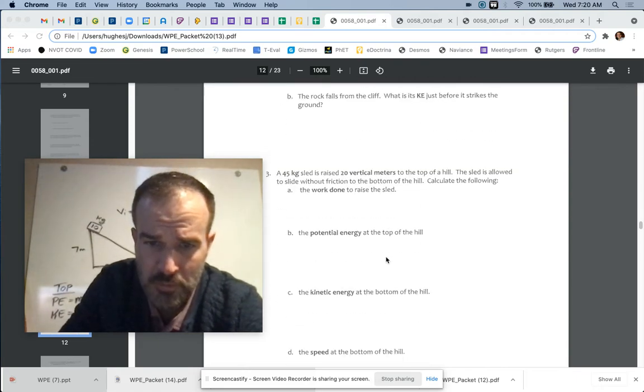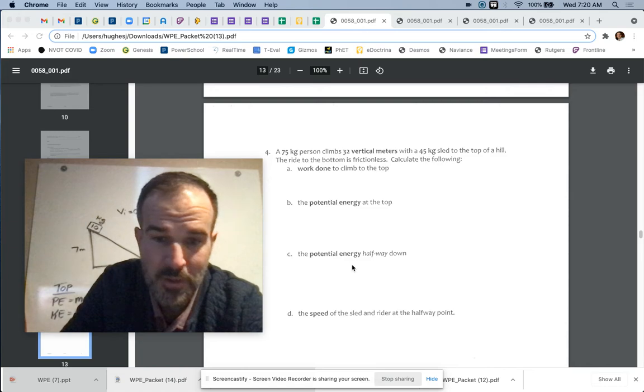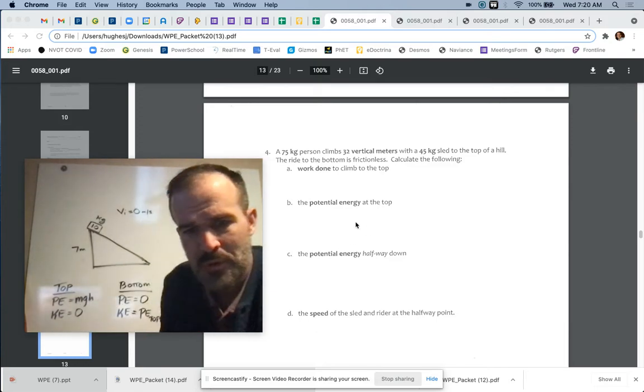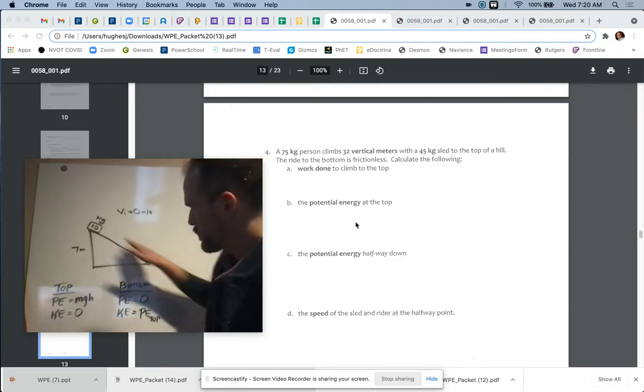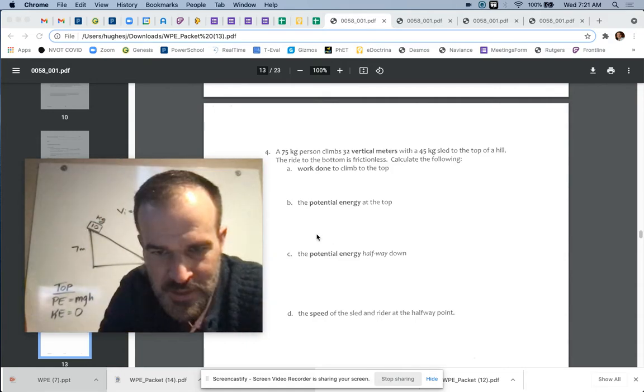Another very similar one, number 3. And then number 4 is similar as well, except it does add in one extra challenging idea about what would happen about halfway down. So 2, 3, and 4 are all doing full transfers. We just ask you stuff at the top, stuff at the bottom. But this one here is asking halfway down.